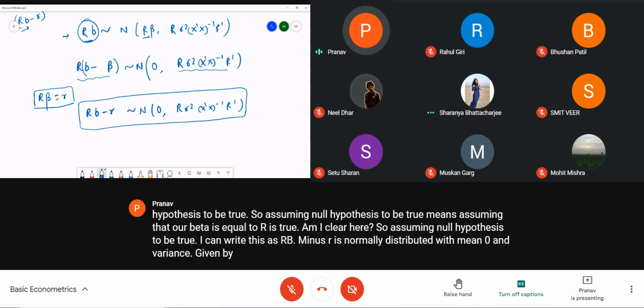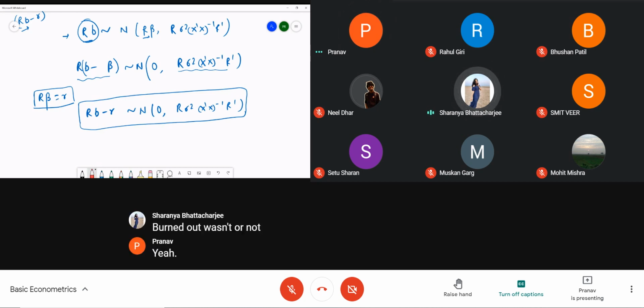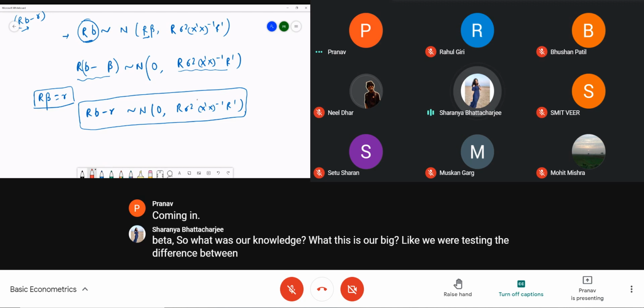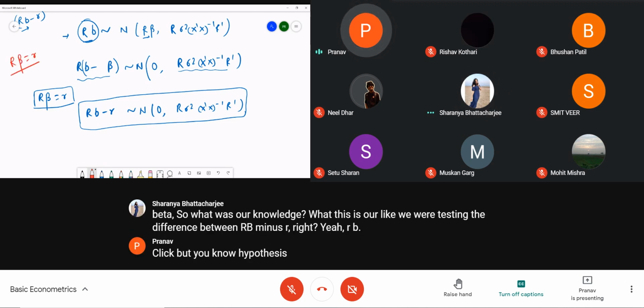Is this clear? So I have one doubt. Wasn't our null hypothesis RB minus R? Come again, dear. So what was our null hypothesis? RB, like we were testing the difference between RB minus R, right? Yeah, correct. RB. But null hypothesis तो आपका ये है ना, dear?